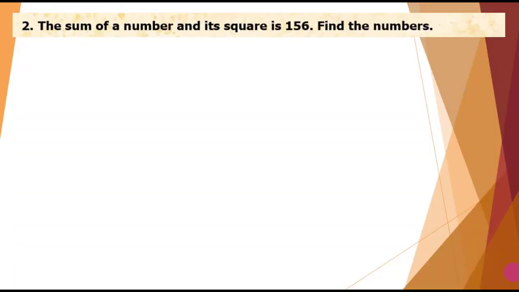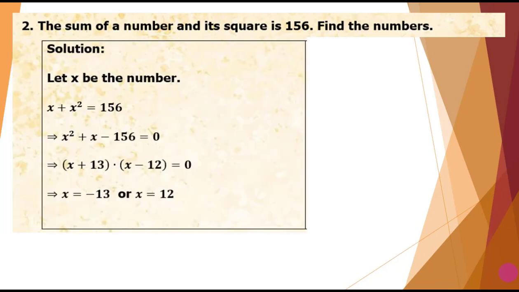Number 2, the sum of a number and its square is 156. We are to find the numbers. So we let x be the number, and it says the sum of the number and its square. So x plus x squared equals 156. Then we have a quadratic equation here. We transpose the constant to this side, leaving the right hand side 0. So x squared plus x minus 156. The factors: x plus 13 times x minus 12 equals 0.